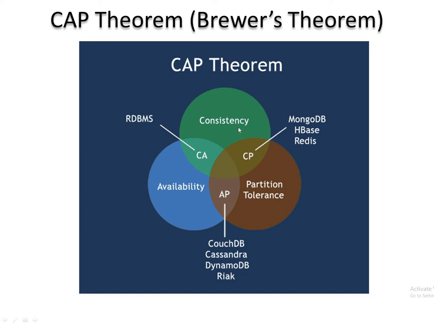Satisfying all three at the same time is theoretically impossible. When we think about consistency and availability together, these are actually the characteristics of the RDBMS. So RDBMS doesn't support partition tolerance. When you consider consistency and partition tolerance, these two features are supported by NoSQL databases like MongoDB, HBase, and Redis. Availability and partition tolerance are supported by NoSQL databases, for example, CouchDB, Cassandra, DynamoDB, and Riak.